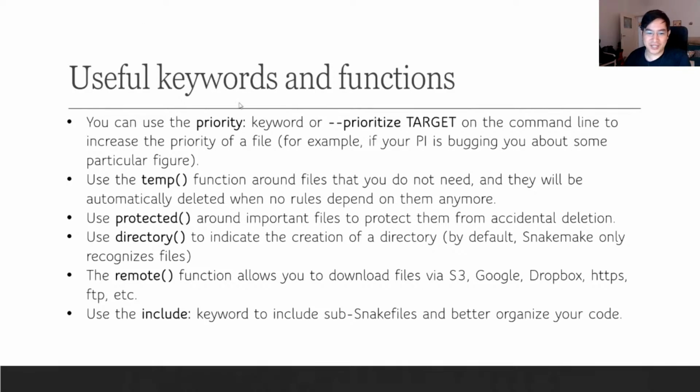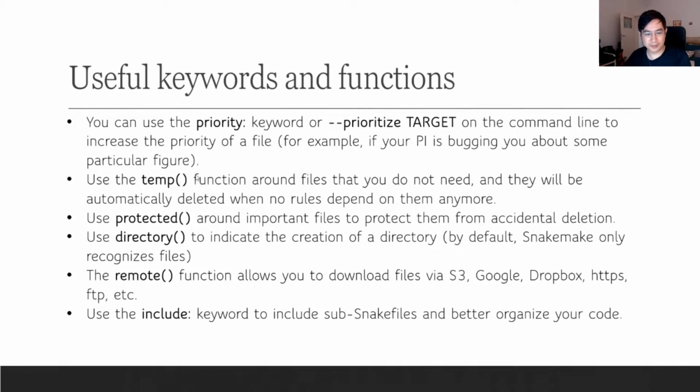because the investors want to buy our company or something. Then you can use this prioritize target or priority keyword on a per-rule basis. You can set this to any value between 0 and 100. If you really want this figure right away, you can set it to 100, and it will be the first thing that will try to be executed. Otherwise, the DAG might meander off in some other direction, more or less randomly. But here you can prioritize the execution of a certain file. So this is the most useful real-world feature.